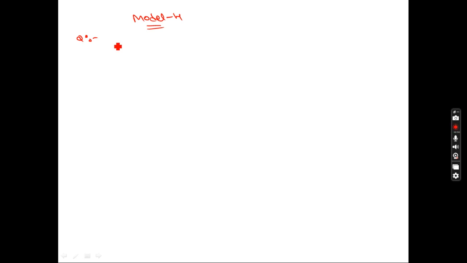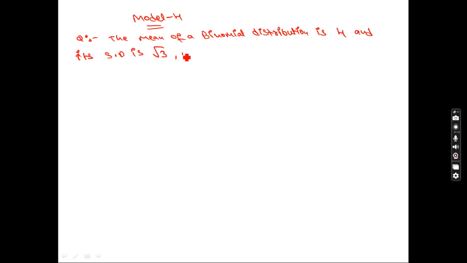So what is the question asking here? The mean of a binomial distribution is 4, and its standard deviation, SD, is √3. It is asking what are the values of n, p, q. So this is what we need to understand.